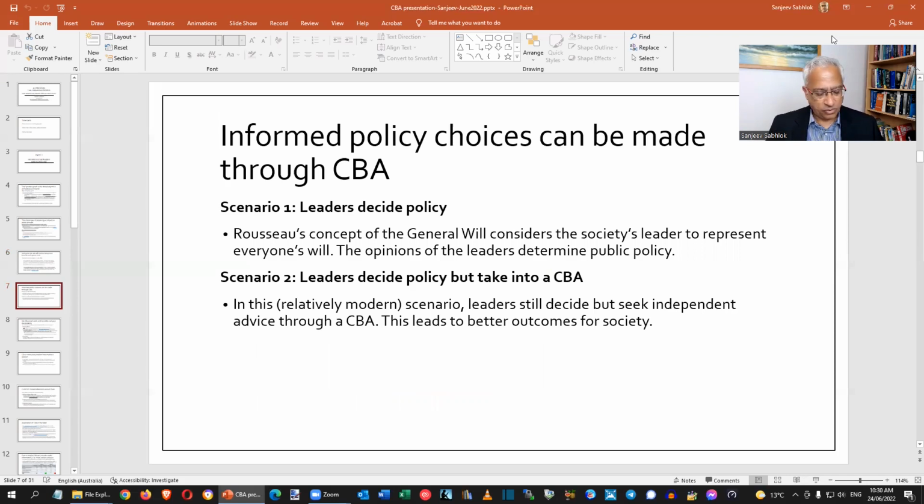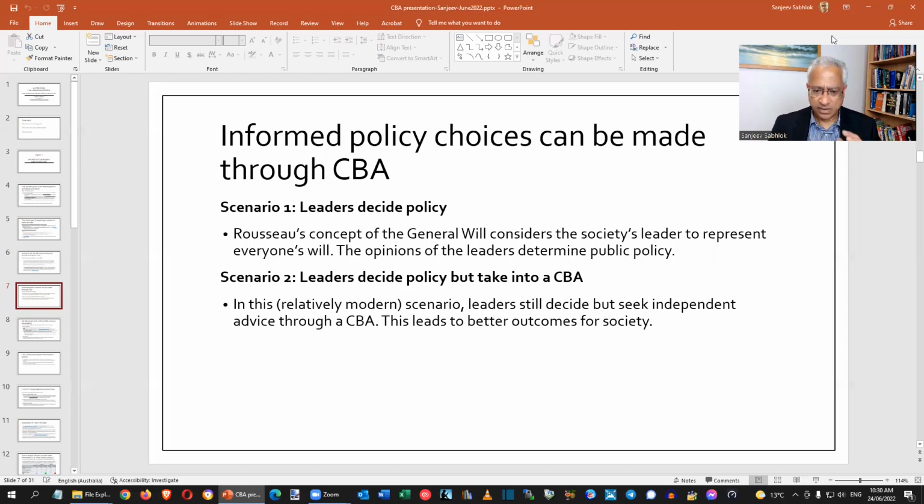Rousseau's concept of the general will said that all the desires or wishes of the people get represented in the leaders through the general will. And so the opinion of the leader itself is the correct answer, according to Rousseau. People like Thomas Hobbes would strongly support it, of course. So that was the model that continued with us for hundreds and thousands of years.